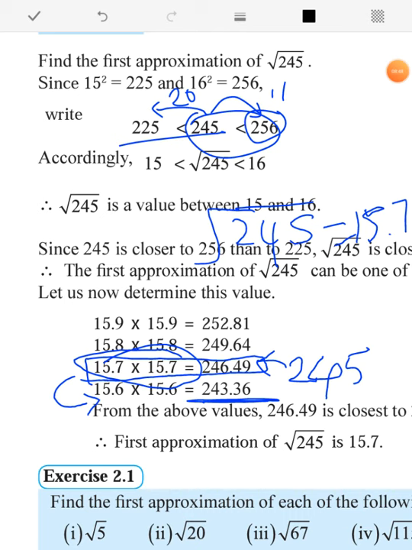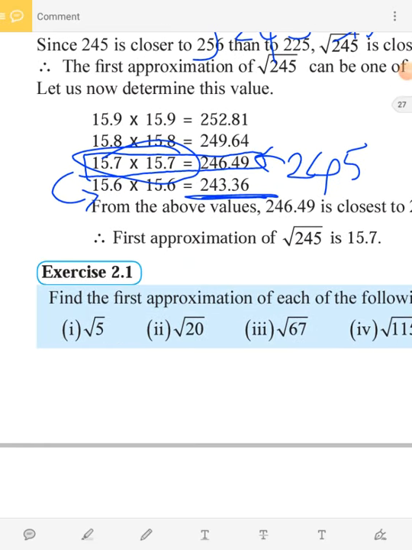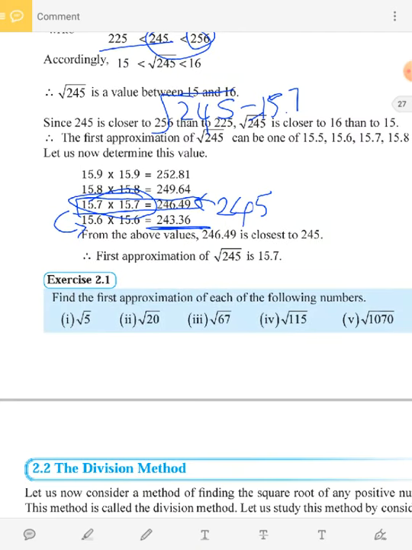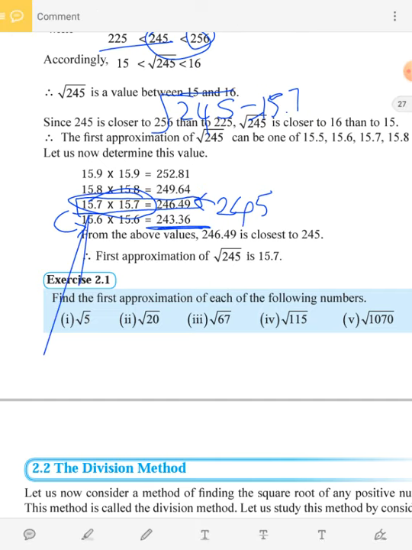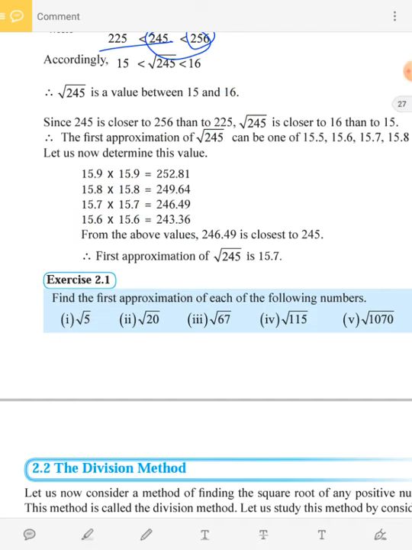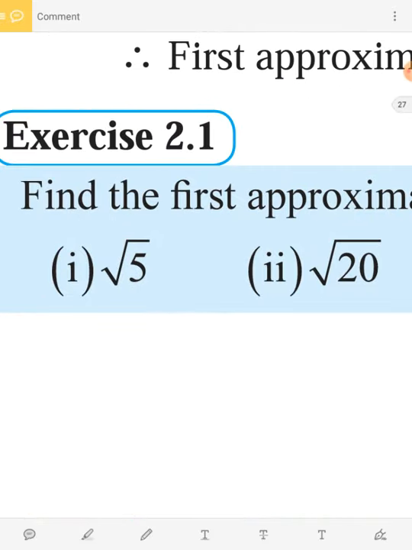Let's move to exercise 2.1. Here I can give support for the first two questions. This is just a hint. Let's erase everything. Look at these two questions.